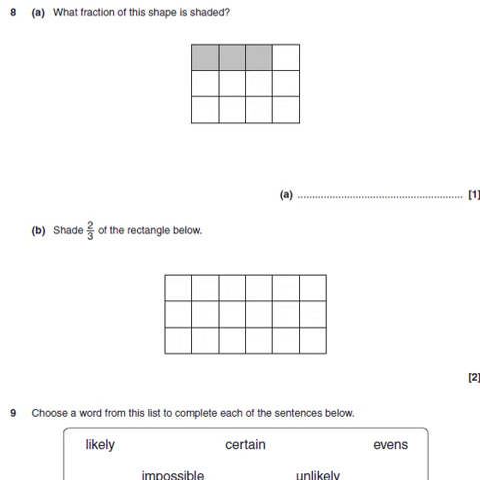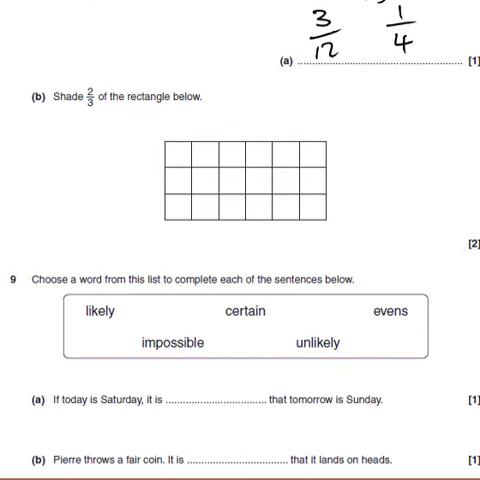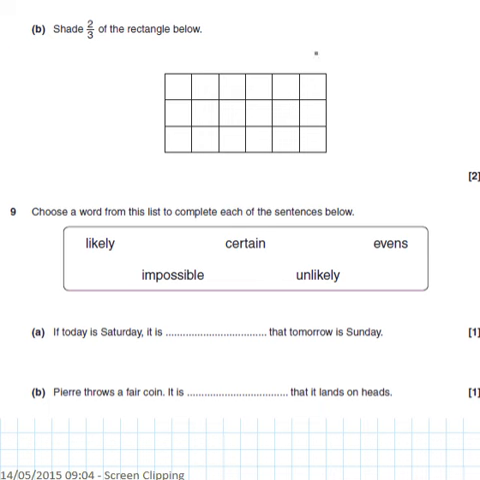Question 8. How many have we got shaded there? So it's 3 out of 1, 2, 3, 4, 5, 6, 7, 8, 9, 10, 11, 12. If it was a 2-mark question, they'd expect you then to divide by 3. Not necessary for this for 1 mark, but then you get 1 over 4. Shade 2 out of every 3 of the rectangle below. That's how to think about it. So if I've got rows of 3, you just shade 2 in. So just shade 2 in all the way across, and you've got it.